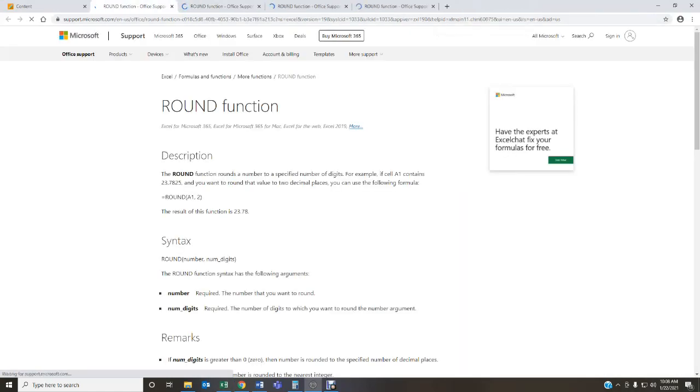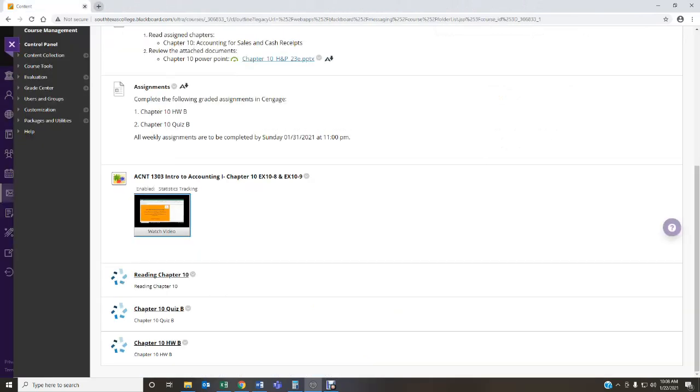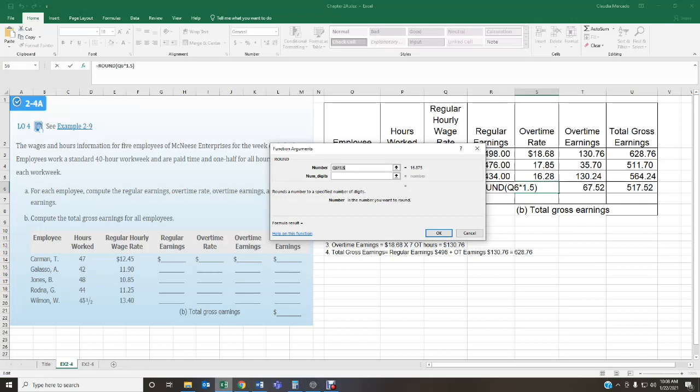Let me see. I don't know. It's now loading. It just opened a whole bunch of windows for me. What happened? Okay, right here.